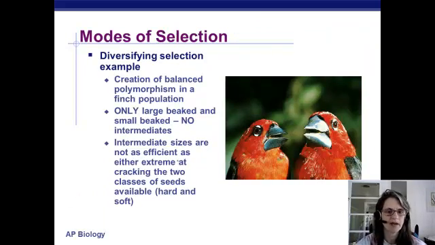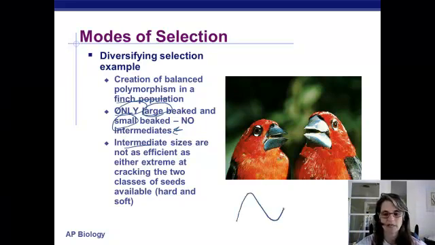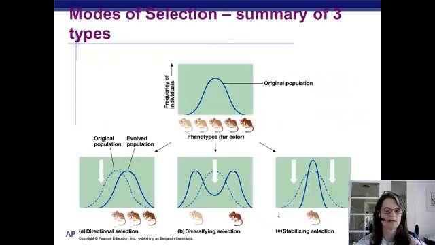Here's a good example of that. In a particular finch population, there are either large-beaked birds or small-beaked. There aren't any intermediates. The intermediate size is not efficient at cracking the big seeds or the little seeds, which are the two types of seeds that are available in this finch's environment. So the intermediates are selected against, and so what you end up with is a graph that has lots of small beaks, lots of big beaks, and very few that have any kind of beak size in the middle. Okay? If you have to learn one slide here, this is the slide to get.